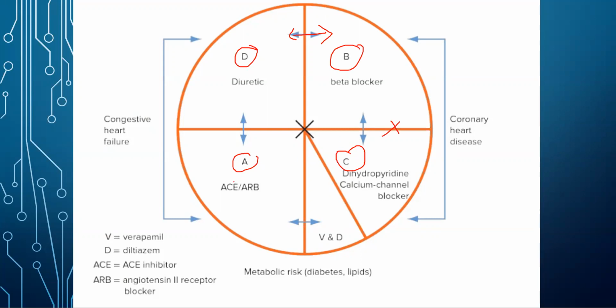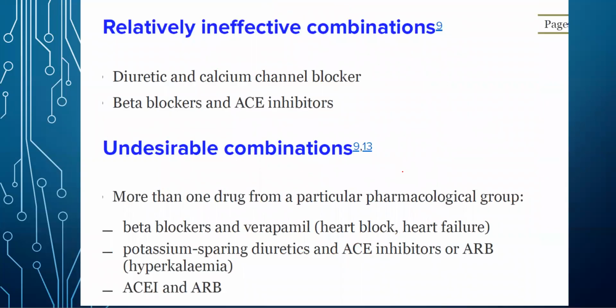Okay, so in a normal person, I would suggest that you can start with ACE inhibitor or ARB with calcium channel blocker. So this one is a good one. Best evidence is for these two combinations. You can use ACE inhibitor with diuretics, ACE inhibitor with beta blocker. But try not to use beta blocker and calcium channel blocker because this will reduce the heart rate a lot. So a relatively ineffective combination is beta blocker and ACE inhibitor.